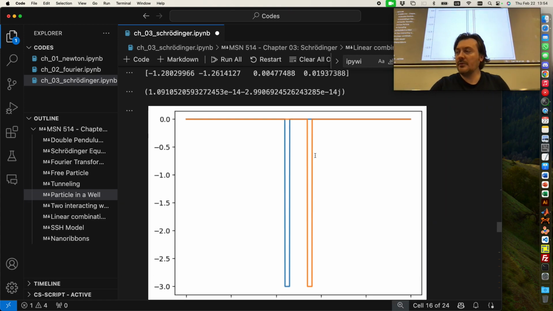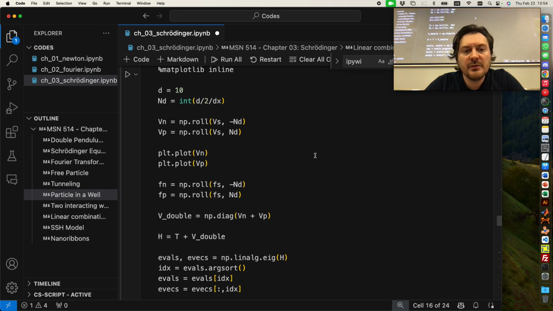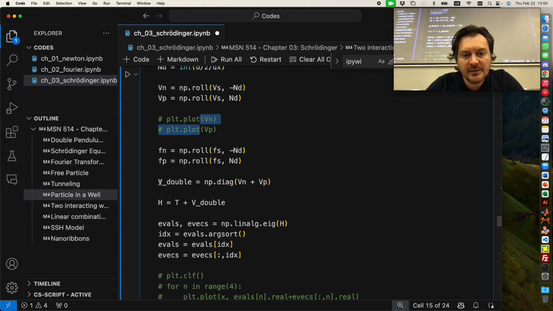Do you see those two potentials? One transferred a bit to the right, one transferred a bit to the left. Now, what we are going to do is create, so let me just comment this out, a double well potential by adding them up.